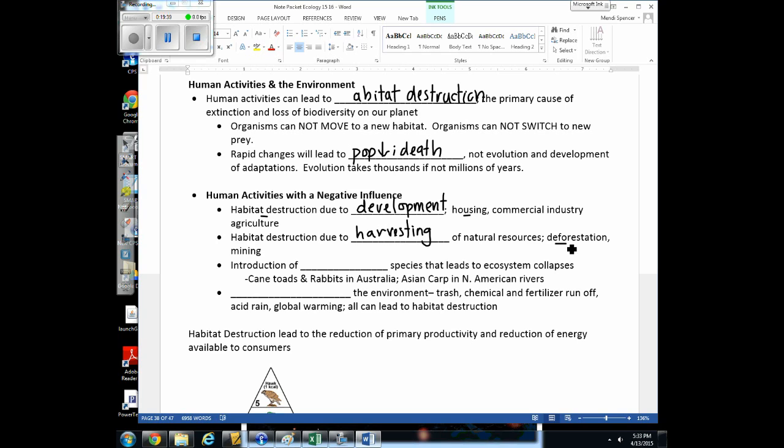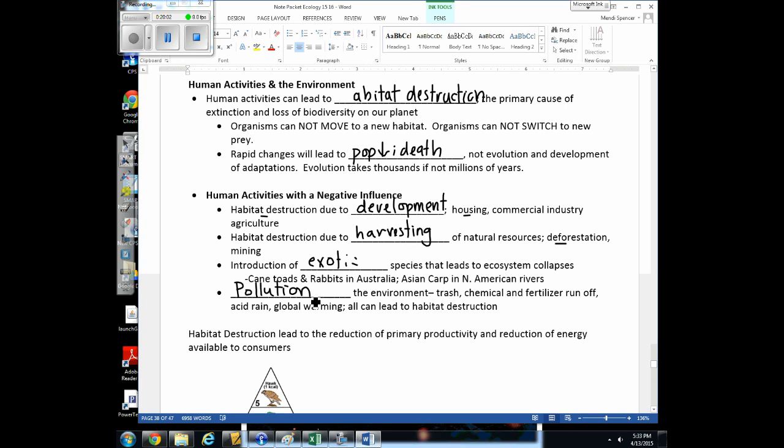Humans also destroy habitats by the introduction of exotics or introduced species. Sometimes it happens on purpose, sometimes it happens on accident, but we have a tendency to introduce exotic species, which can cause ecosystems to collapse. And we have habitat destruction due to pollution.